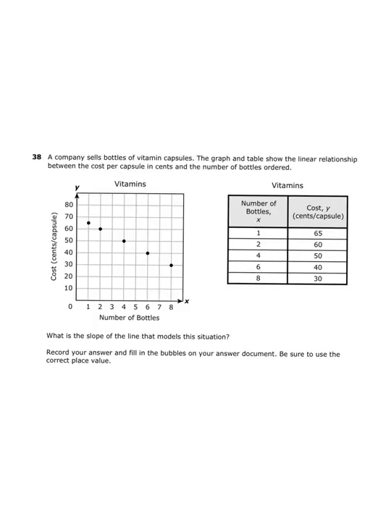38. A company sells bottles of vitamin capsules. The graph and tables show the linear relationship between the cost per capsule in cents and the number of bottles ordered. So you've got a graph happening here, and you've got a table. Anytime you see a table, think stat, edit, and that will give you your slope really quickly. You can also use the graph by counting on the line your change in y over your change in x.